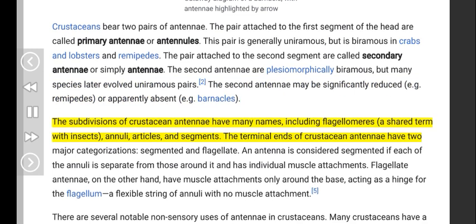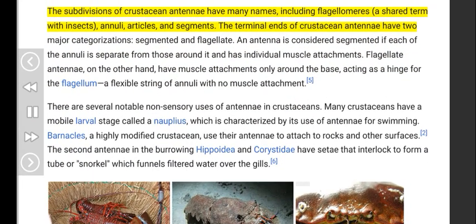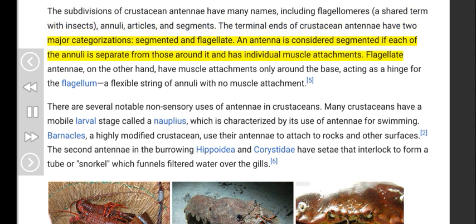Divisions of crustacean antennae have many names, including flagellomeres, a shared term with insects, annuli, articles, and segments. The terminal ends of crustacean antennae have two major categorizations, segmented and flagellate. An antenna is considered segmented if each of the annuli is separate from those around it and has individual muscle attachments. Flagellate, on the other hand, have muscle attachments only around the base, acting as a hinge for the flagellum, a flexible string of annuli with no muscle attachment.